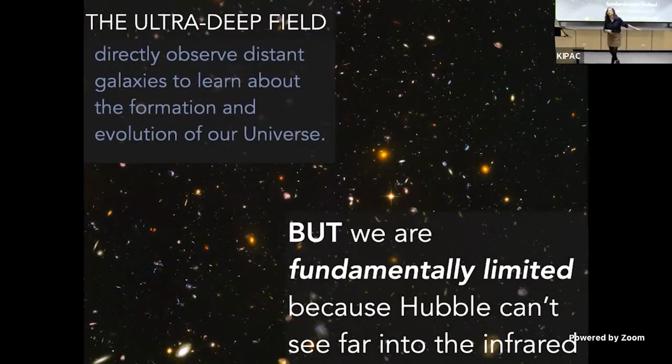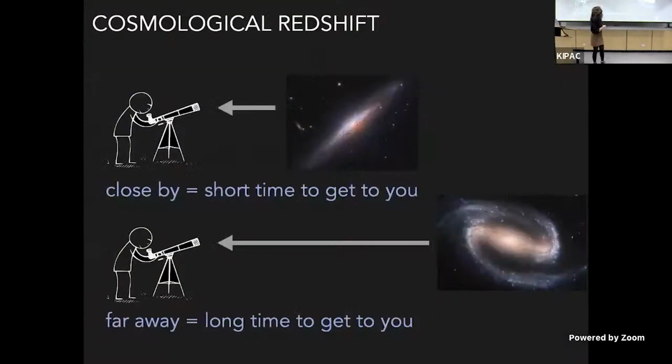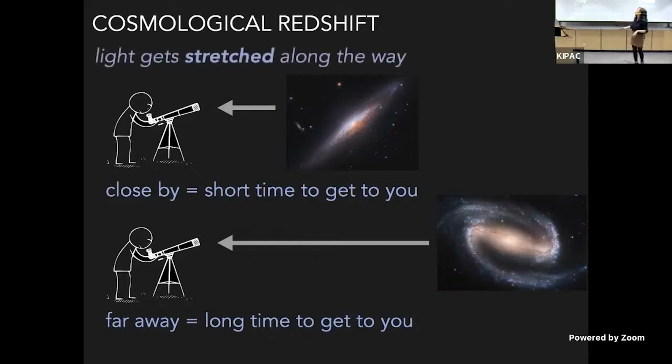But we're actually fundamentally limited by the wavelength range that we can see with Hubble. Hubble can't see infrared light. So to explain why we care about infrared light, I want to think back to this idea of our time machine, that looking far away is looking back in time. And there's another piece of this redshift effect, which is that light itself gets stretched and it looks redder.